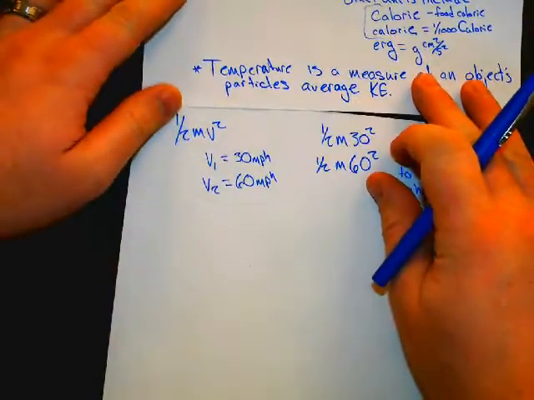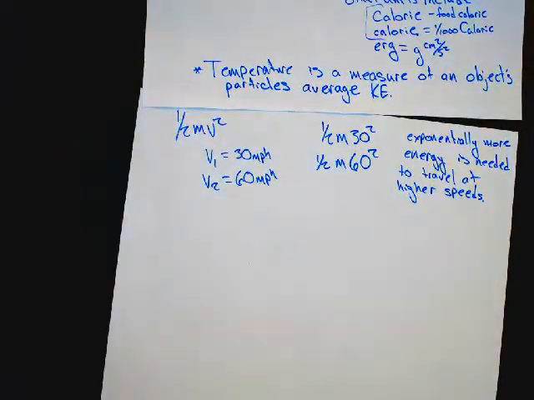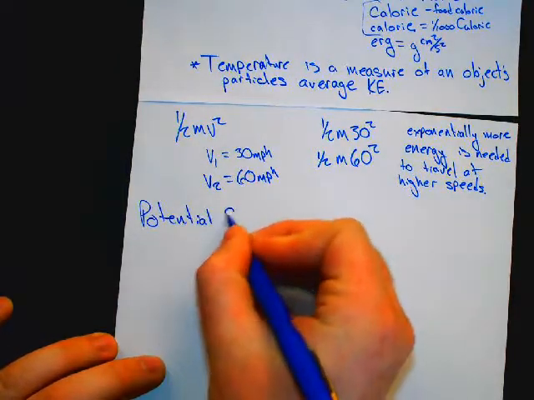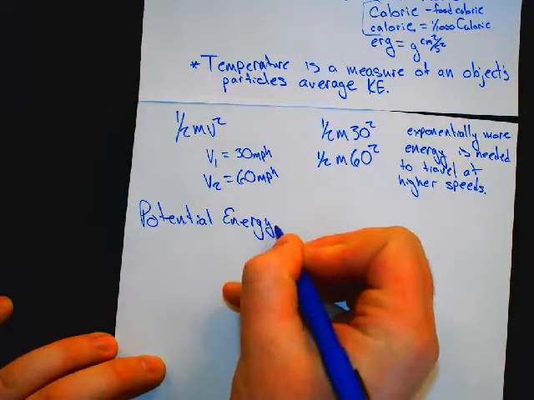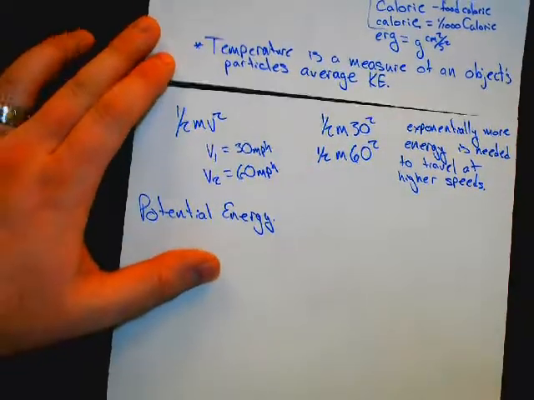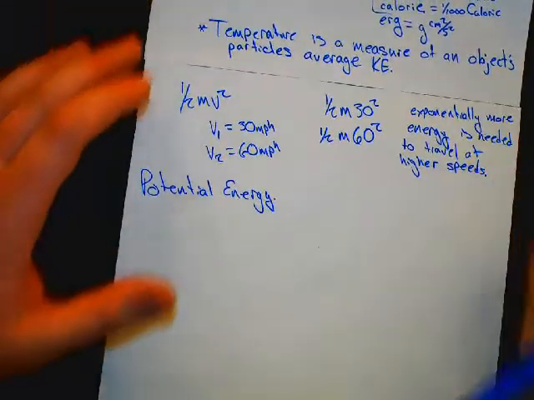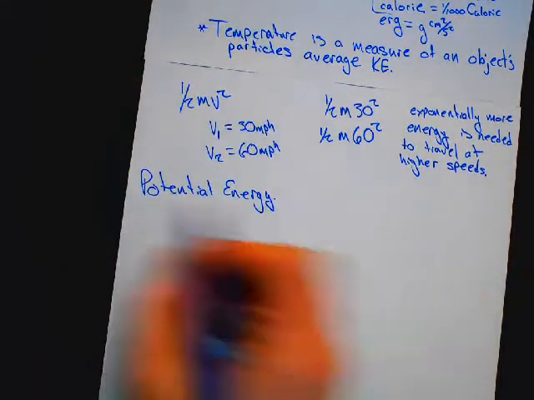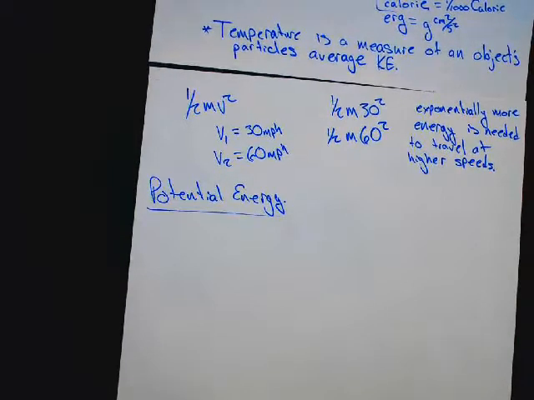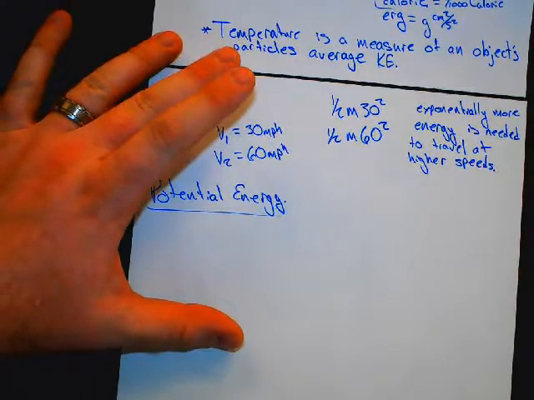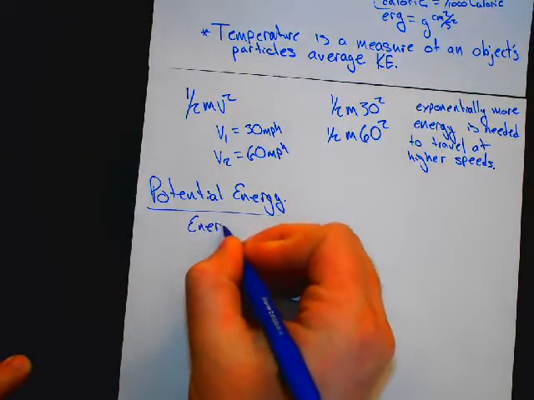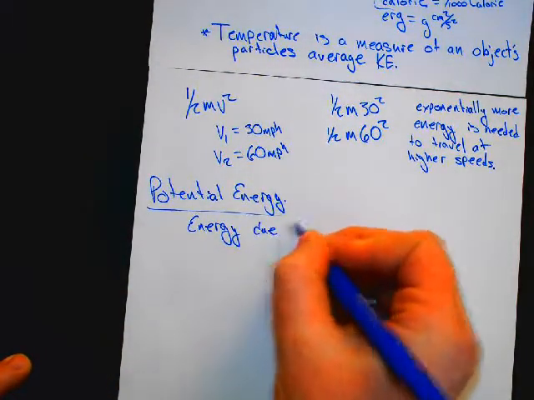So there's kinetic energy. The next type of energy we're talking about is potential. Yeah, even after other students in the class explained that to him, he still didn't believe it. It was rather impressive. Potential energy. Regardless of what kind of potential energy we're going to be talking about, potential energy is energy due to something's position. Energy due to position.